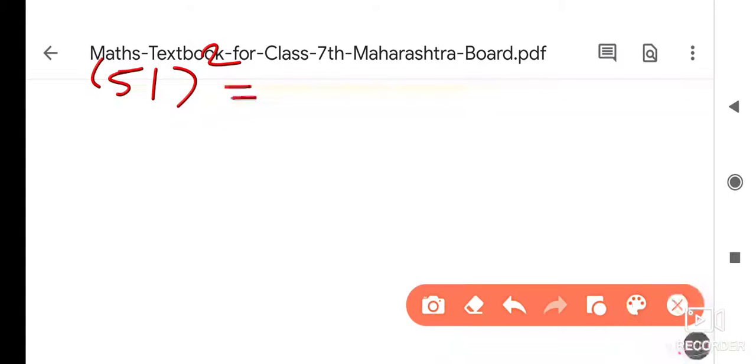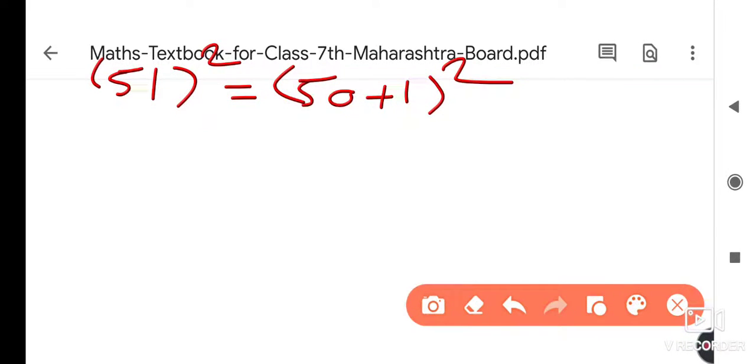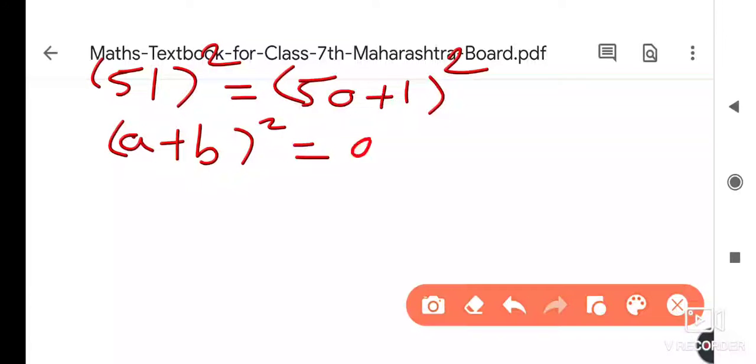So 51 square is equal to 51 means 50 plus 1, bracket square. Now here 50 plus 1 means (a plus b) bracket square, so we can use the expanded form for this. So what is that formula? (a plus b) bracket square is equal to a square plus 2ab plus b square.